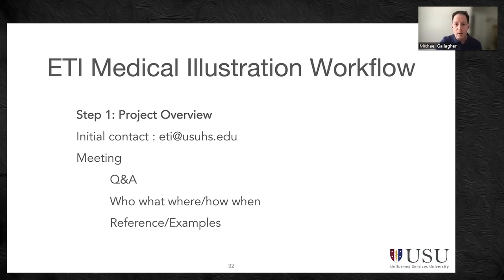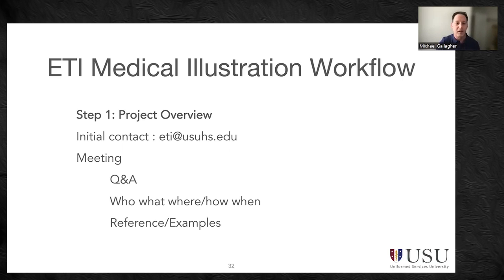The where and how I put together because this is more about where or how this is going to be presented. Is this something live? Is it in the classroom? Is it recorded? Is it going to be distributed online? Is it a handout that somebody's going to download? So that's why they're where and how. And then very important is the when. What is the timeline that you're working on?